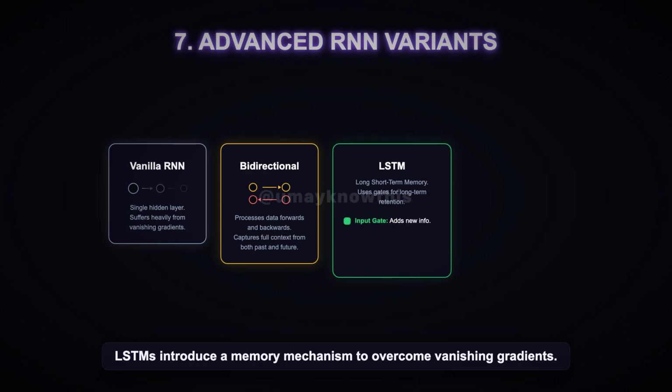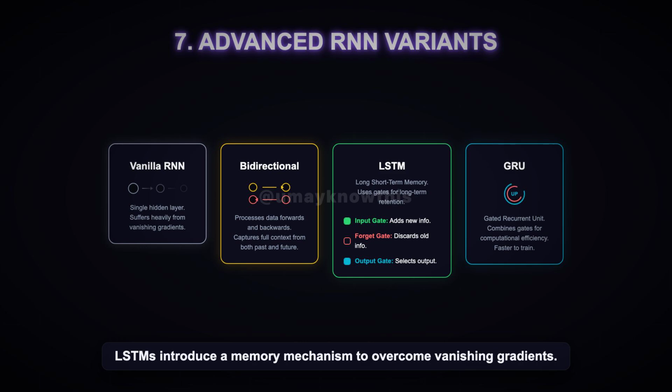Each LSTM cell has three gates. Input gate, which controls how much new information should be added to the cell state. Forget gate, which decides what information should be discarded from the cell state. An output gate, which determines what parts of the cell state make it to the output.